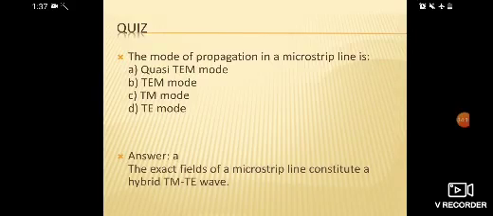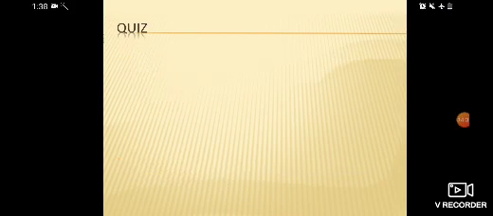The exact field of the microstrip line constitutes a hybrid TE and TM wave. That means it is operating in two ways, with the transverse magnetic field and at the same time the transverse electric field also. Both modes can be operated, and this is called a hybrid TE and TM wave. So that is the answer.